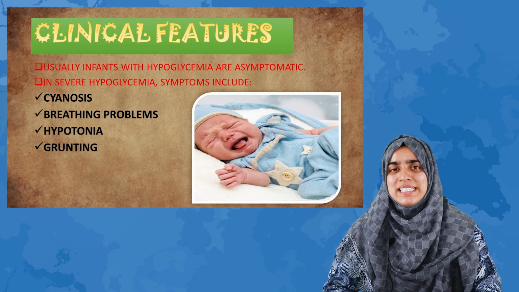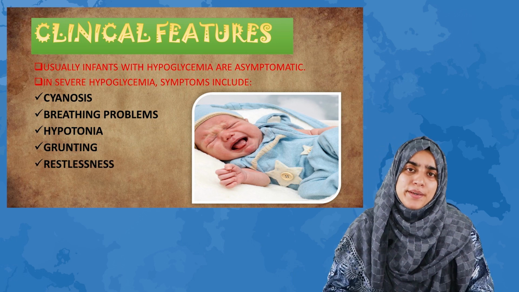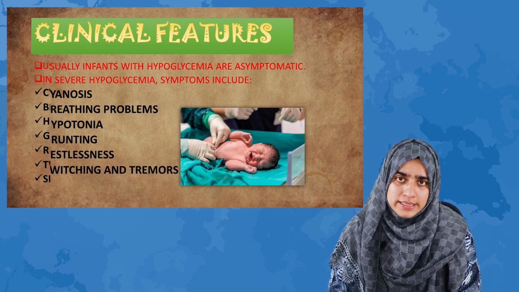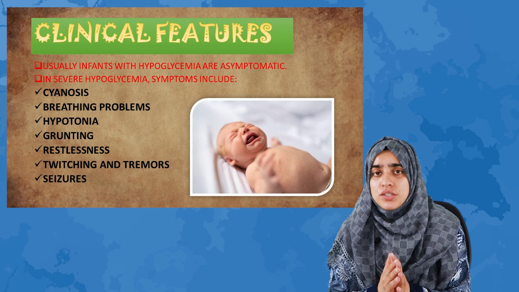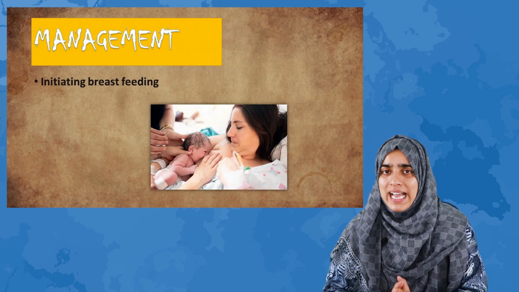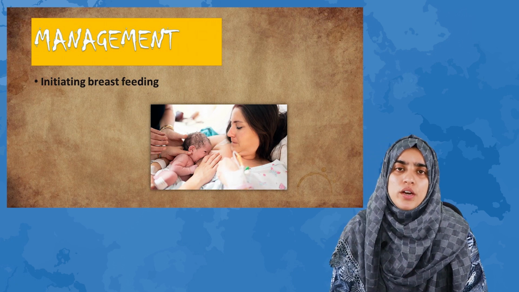Grunting can be seen in the infants as they will be having air hunger. Restlessness can be seen. Twitching and tremors also can be seen. The presence of seizures. Let's see the management for hypoglycemia. First of all, hypoglycemia can be treated by initiating breastfeeding within 2 hours of birth.